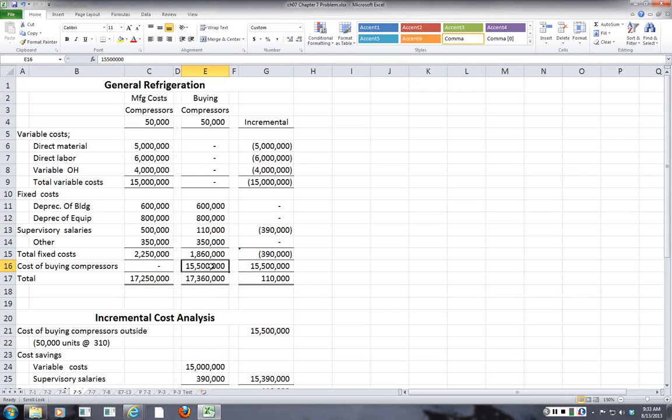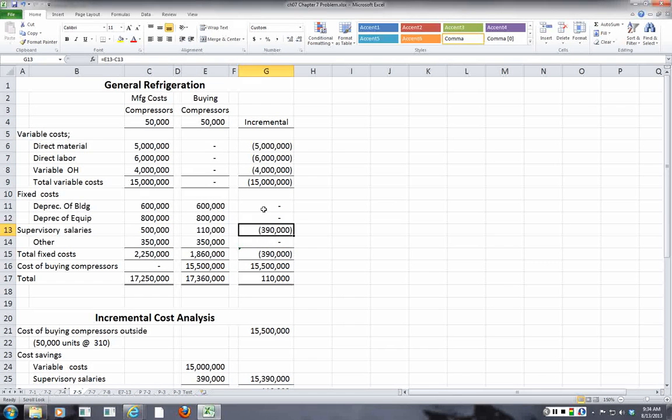That's $1,860,000. This supervisor salary goes from $500,000 to $110,000 because they lay off some supervisors, but they have to keep one of them because there's some kind of labor policy, so they still have to incur $110,000, but they save $390,000. So, in considering whether to buy these from an outside competitor or not, we save these costs. We'll save the $15 million, and we'll save $390,000.